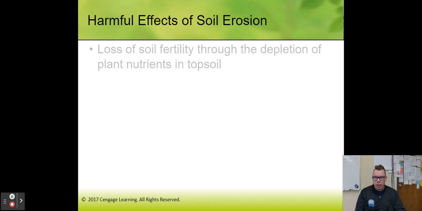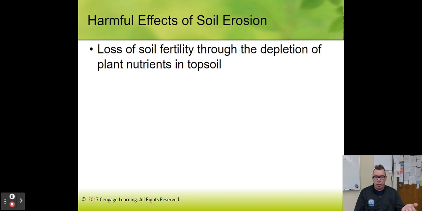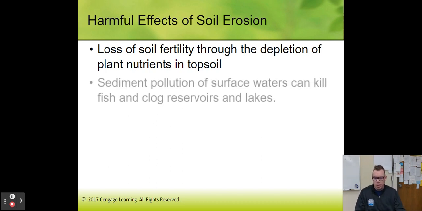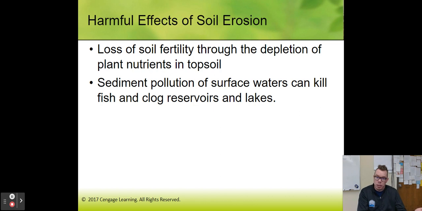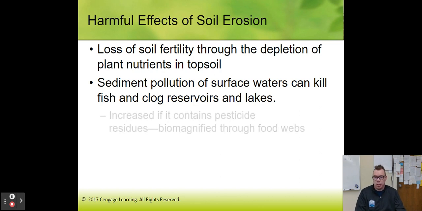All right. Harmful effects of soil erosion: loss of soil fertility. Basically, you can plant stuff all day long, but it's just not going to grow. That's the problem. All right, sediment pollution of surface waters can kill fish and clog reservoirs and lakes. Think of the Mississippi River and think of the Gulf of Mexico dead zone. This is one of the reasons.